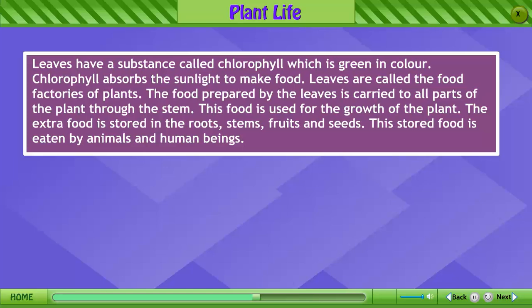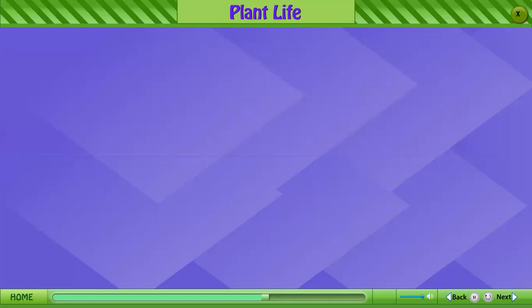The food prepared by the leaves is carried to all parts of the plant through the stem. This food is used for the growth of the plant. The extra food is stored in the root, stem, fruit and seeds. This stored food is eaten by animals and human beings.